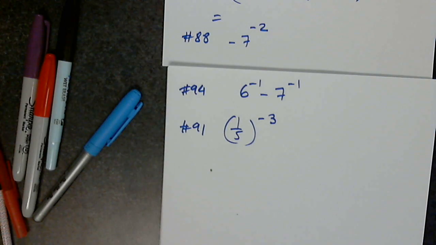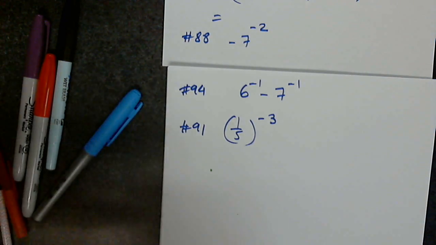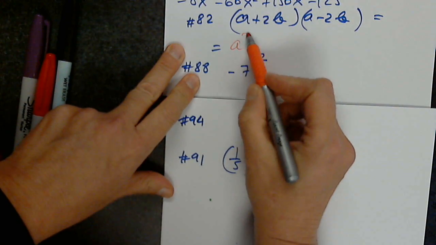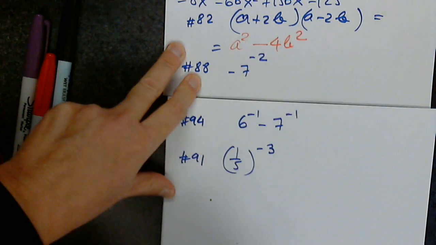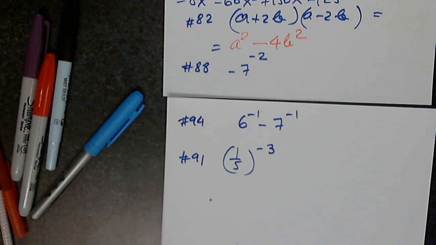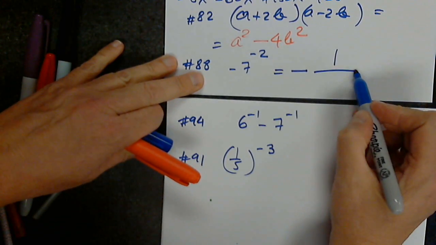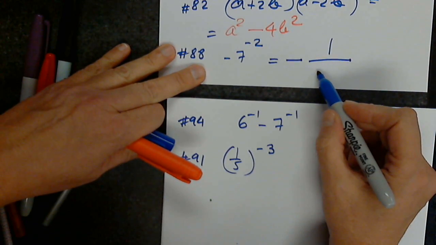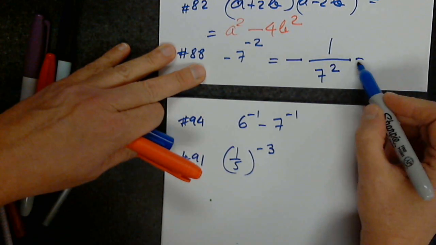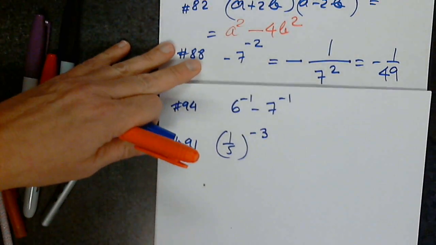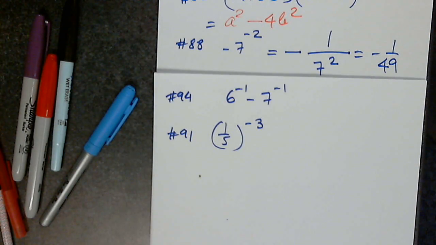So a plus 2b, a minus 2b. This is a special product from chapter 5. Can anyone give us minus 4b squared? Good. What about negative 7 raised to negative 2? There is a minus in front, which I cannot change. So there is negative 1 over 7 squared, good, which is negative 1 over 49. Good. We're working on 94.